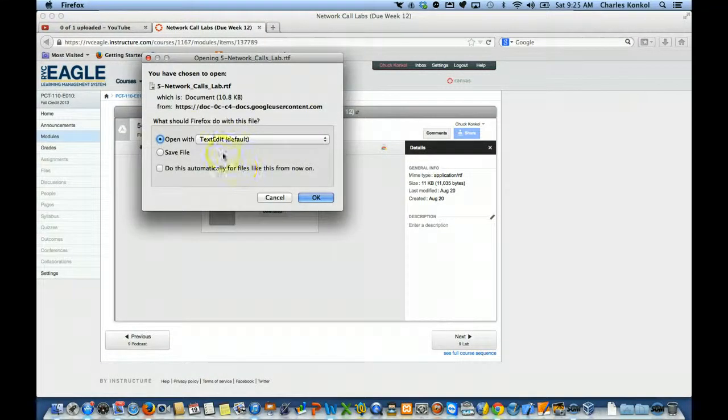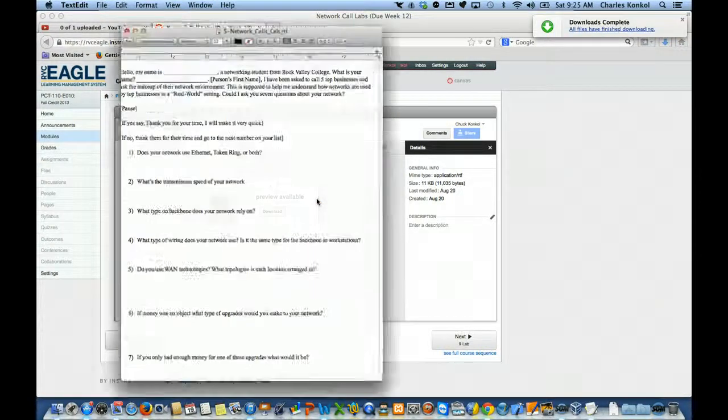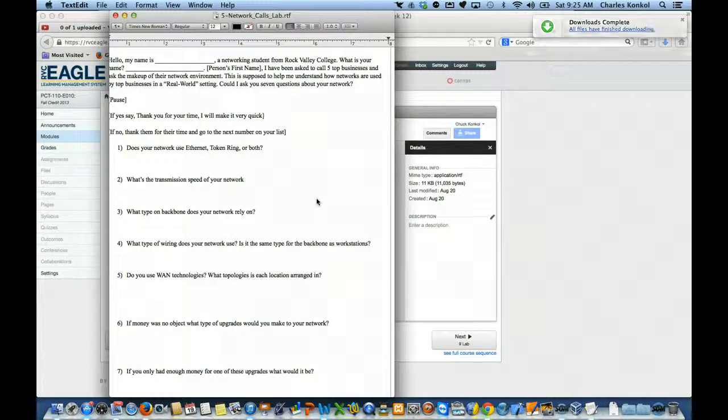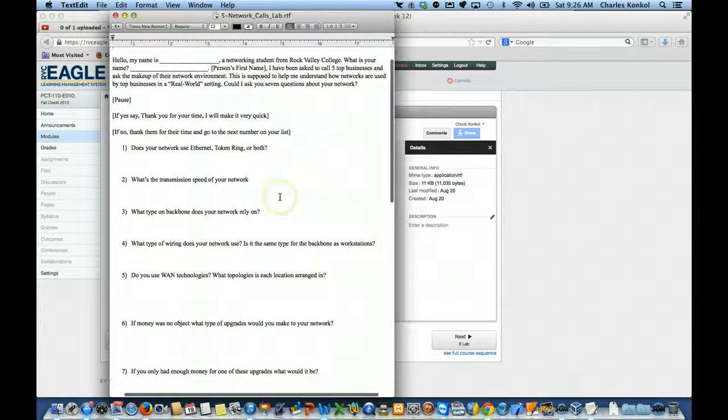You'll click download, and it'll open up an RTF file in Word or whatever document reader you have on your computer. The purpose of this take-home lab is to find out what local businesses have for their local area network, the backbone. These questions are a script to help you.